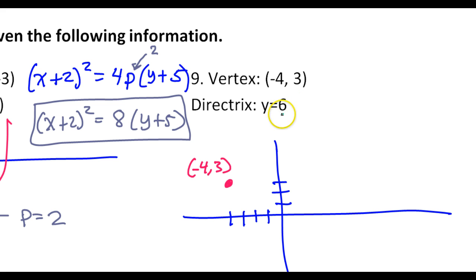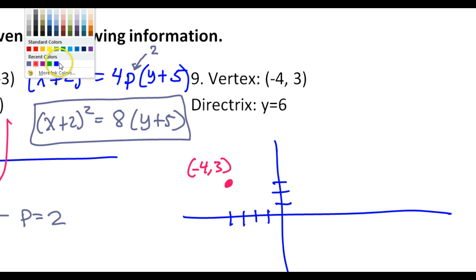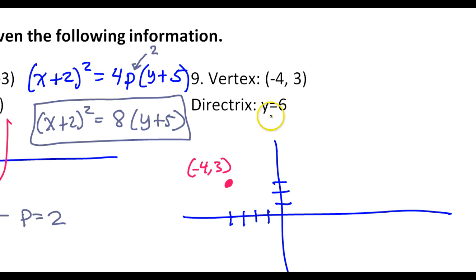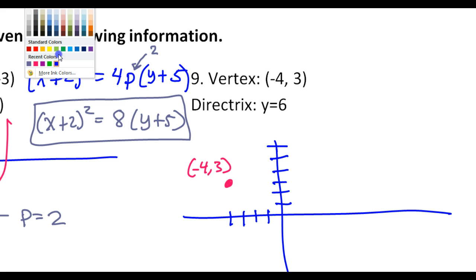Now my directrix, y equals. Is this a vertical line or a horizontal line? It's going to be horizontal. Y equals is always a horizontal line. So a horizontal line at 6. So this is 4, 5, 6. So here comes my directrix.